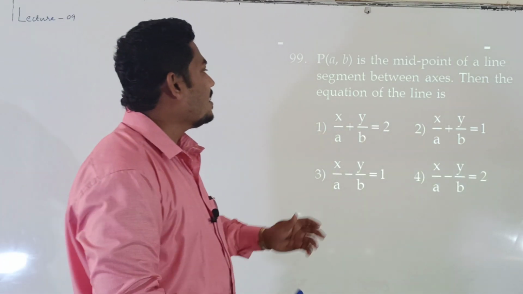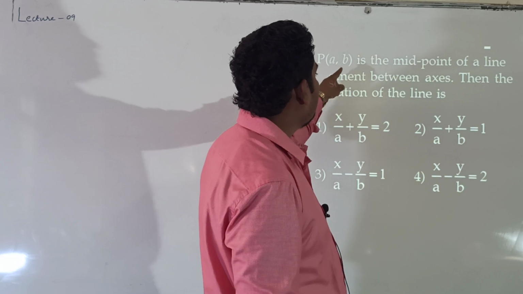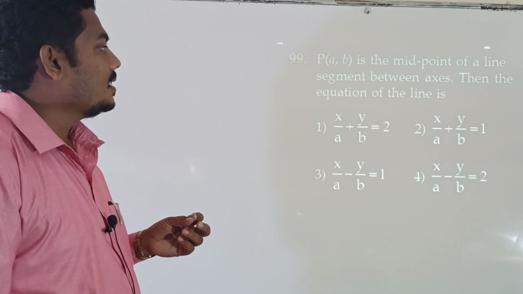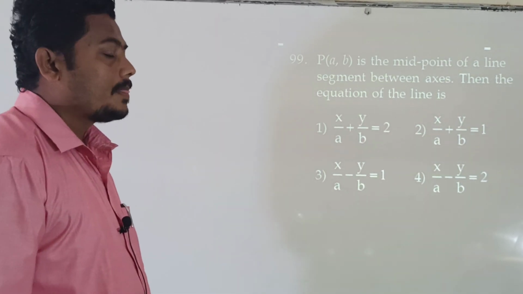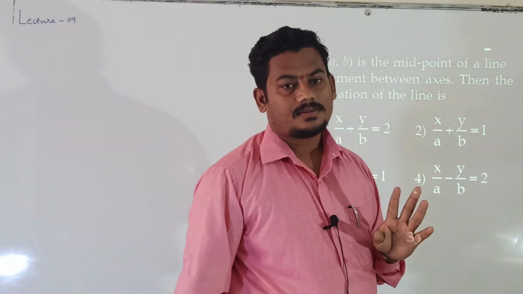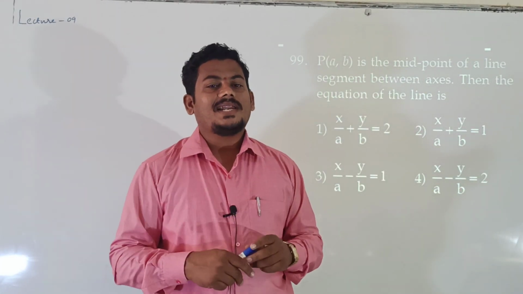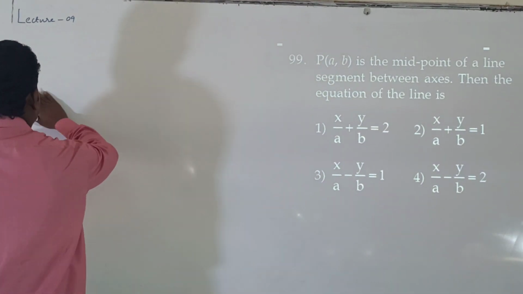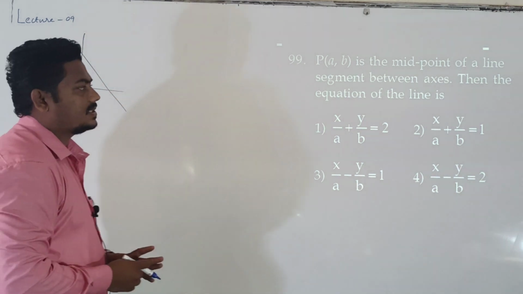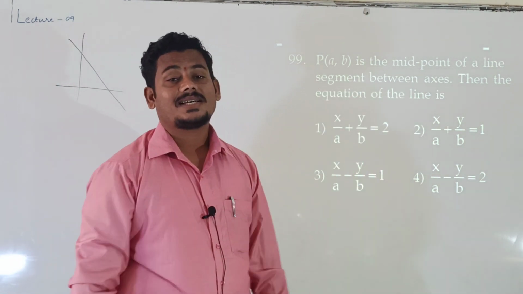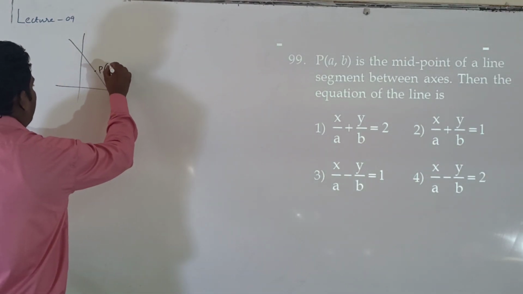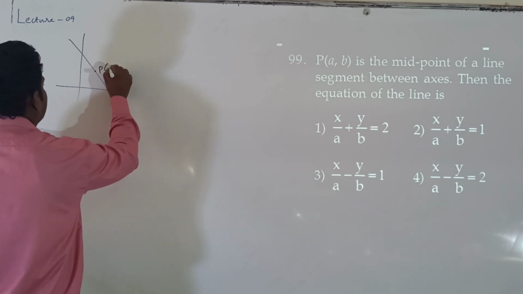If P(A, B) is the midpoint of the line segment between the axes, then what is the equation of the line? The midpoint of our required line is P. A line segment between the axes means it clearly intersects both the x-axis and the y-axis. And point P is the midpoint of our required line, that is (A, B).